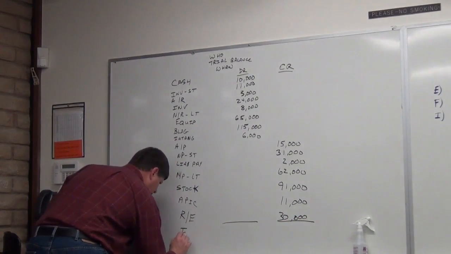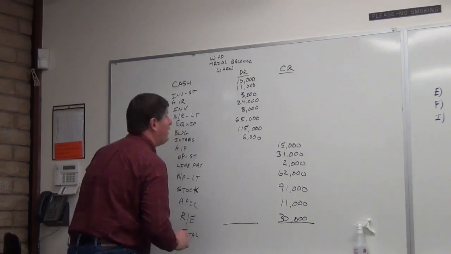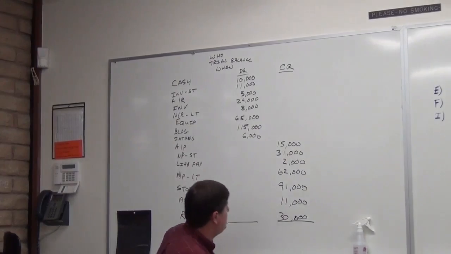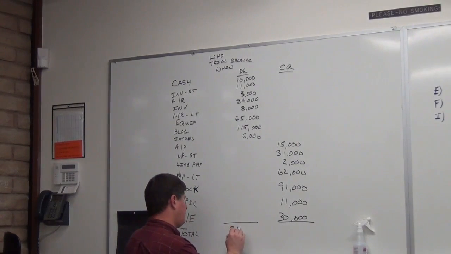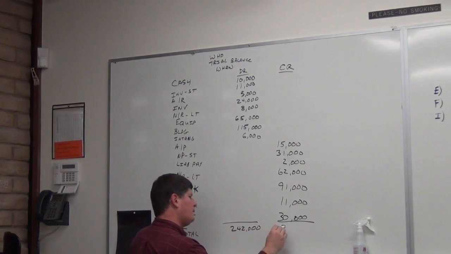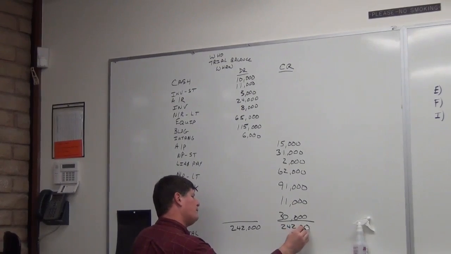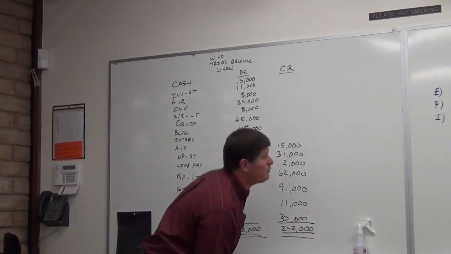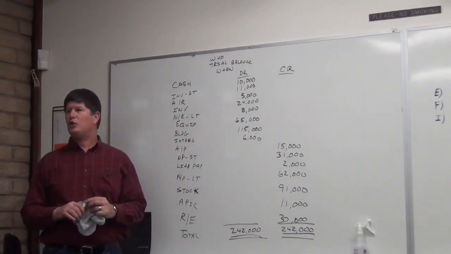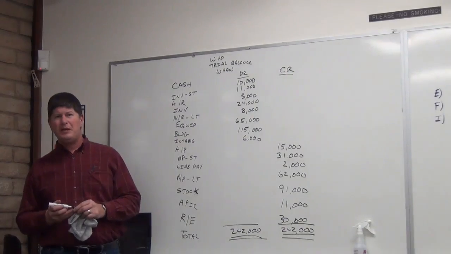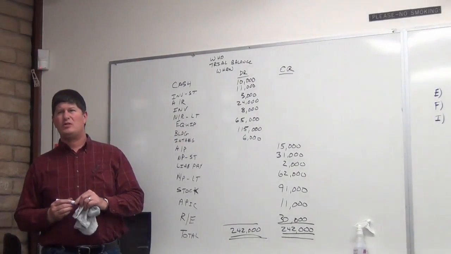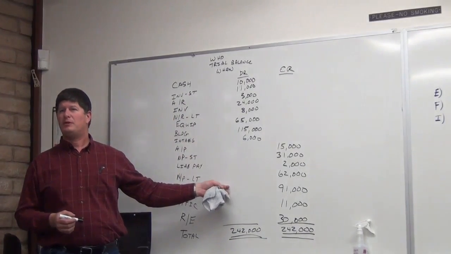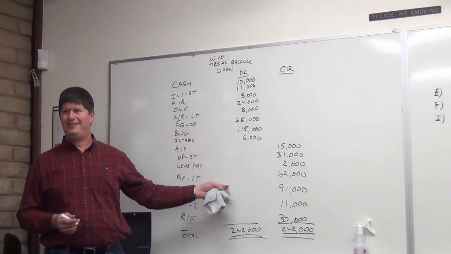We now total those. And somebody needs to help me with the math. Everybody agree? Okay, so my debits equal my credits. I am in balance. Life is good. Everybody with me? Questions on how I put this together? If anybody wants to run up here with their cell phone and take a picture, feel free.